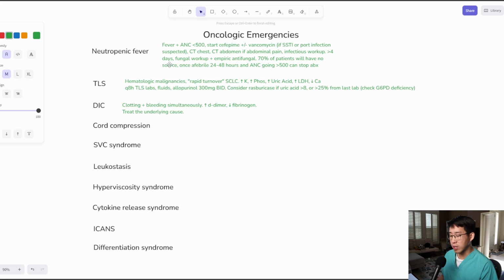But one important thing is that if their fibrinogen goes below 100, usually we will treat this with cryoprecipitate. That's because cryoprecipitate contains fibrinogen, and that's going to help replace some of the clotting factors that you need there.